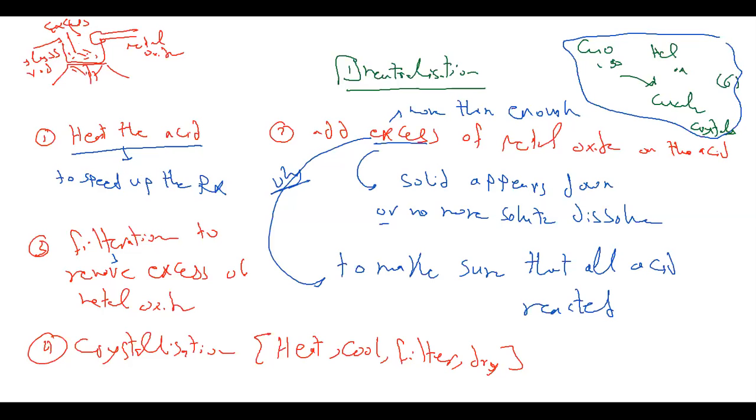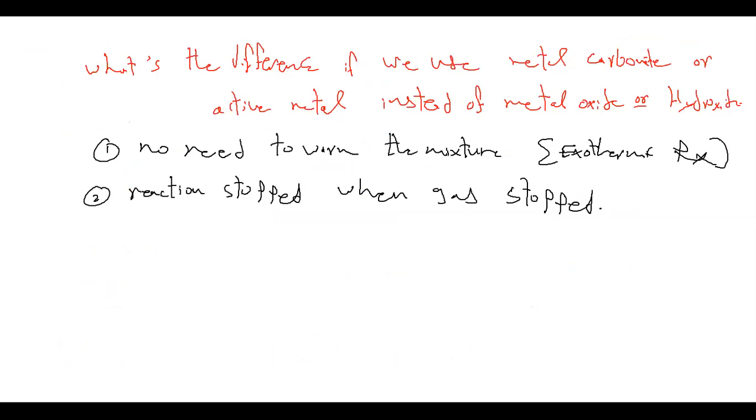So if we use a metal or metal carbonate instead of a metal oxide or hydroxide, there are two differences: no need to warm the mixture, and the reaction stops when the gas stops. This is the first one.